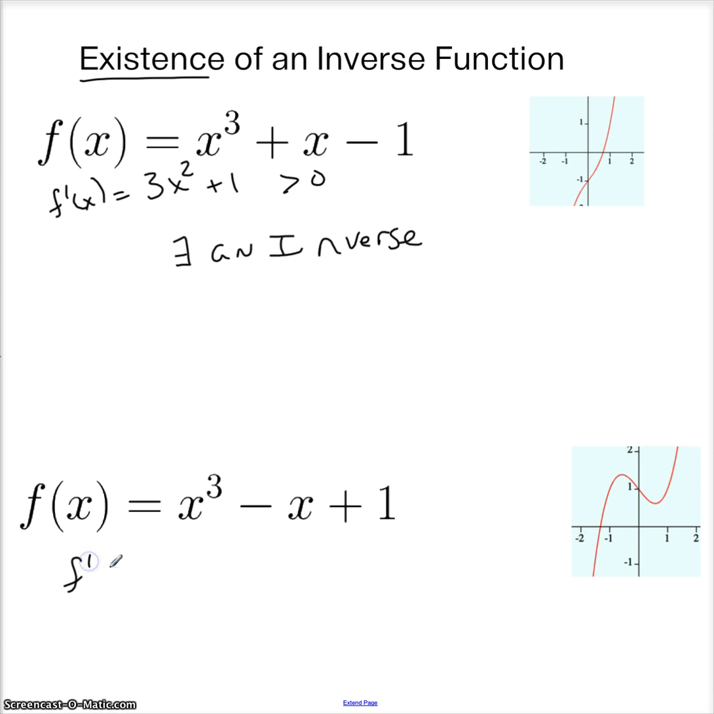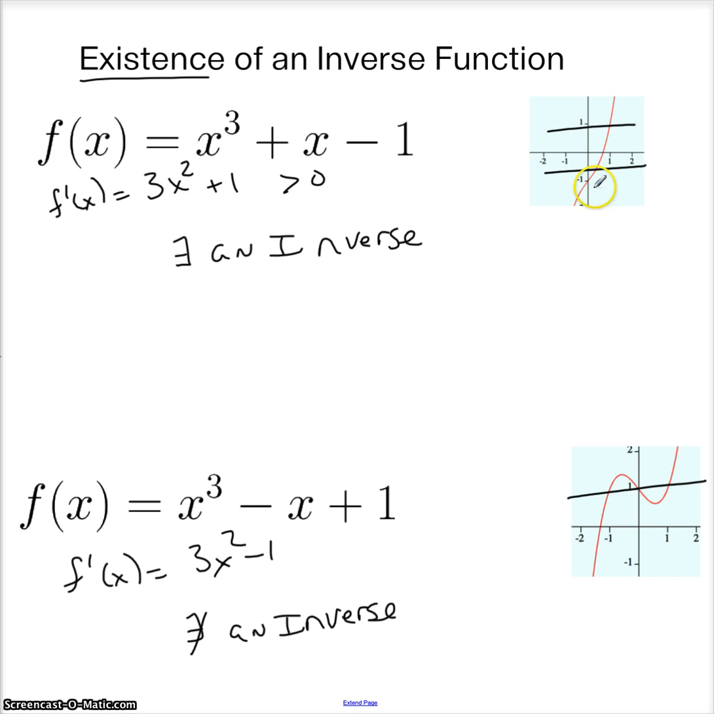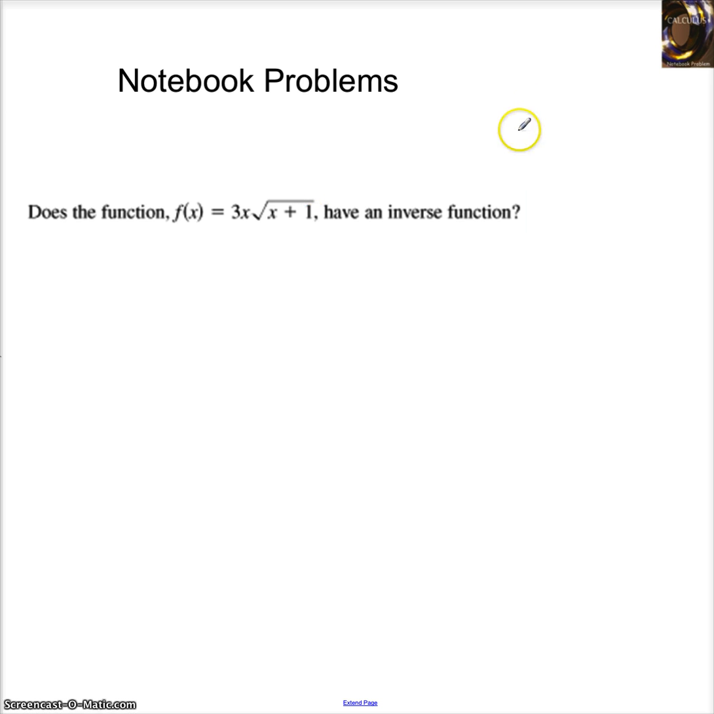Let's look at this one. f prime of x is 3x squared minus 1. And this can equal 0. This can be negative. This can be positive. So there does not exist an inverse. This is not monotonic. This one is monotonic. No matter where I draw this line, I'm only going to cross the curve once. Here I'm going to cross it up to 3 times. All right, give it a go. Turn the video back on when you're done.